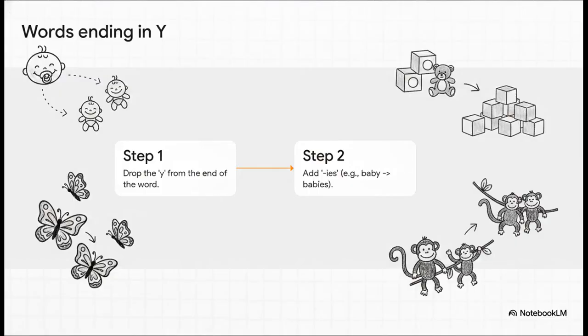Now, when words end in a consonant followed by a Y, it becomes a bit of a math equation. You subtract the Y and you add IES. So a baby becomes babies. A butterfly becomes butterflies. But be careful here. If there's a vowel right before that Y, like in toy or monkey, you don't drop a thing. You just add the S to make it toys or monkeys.